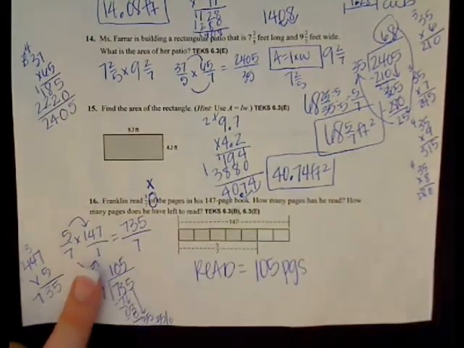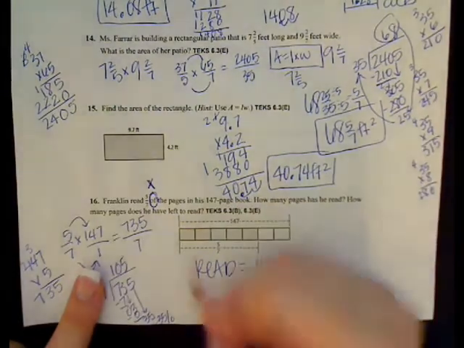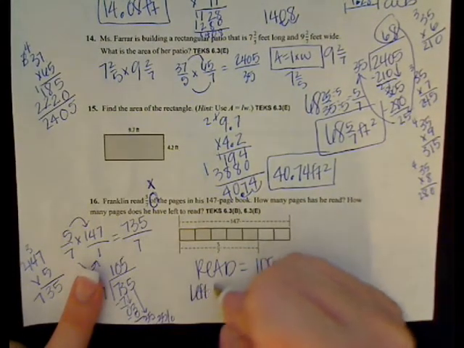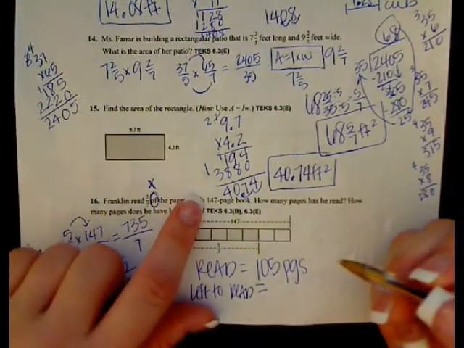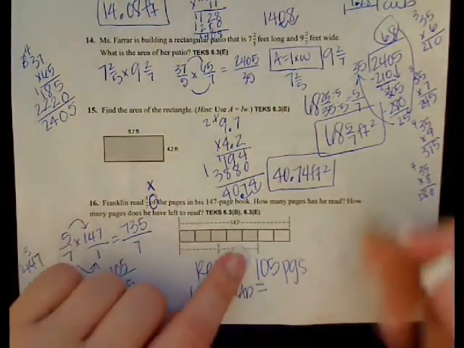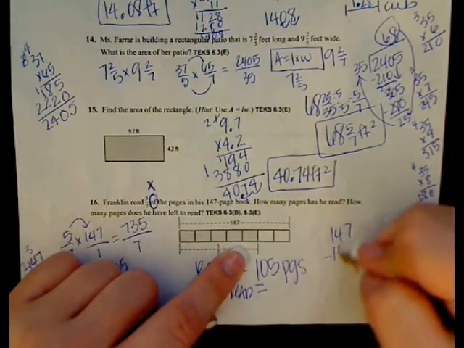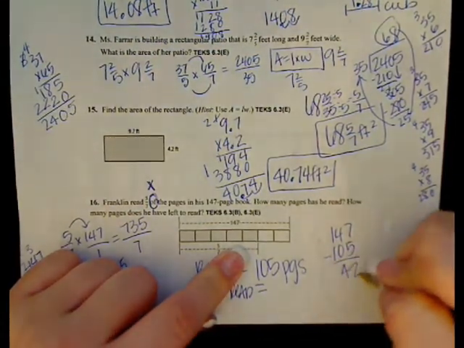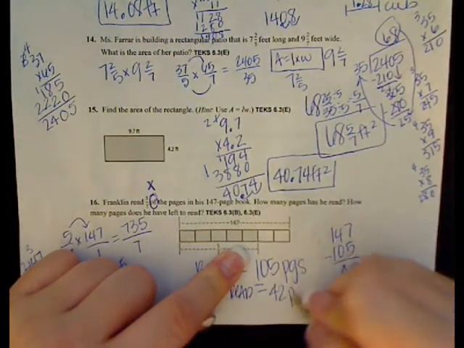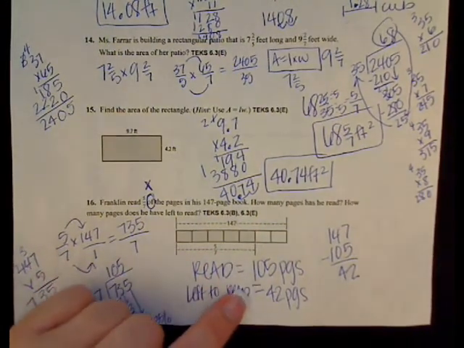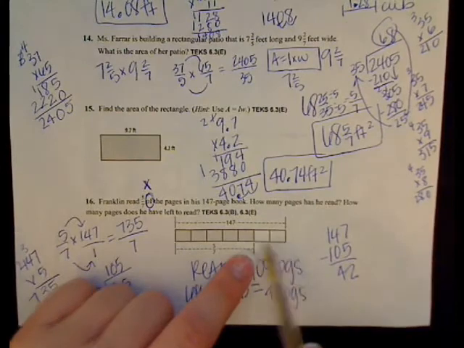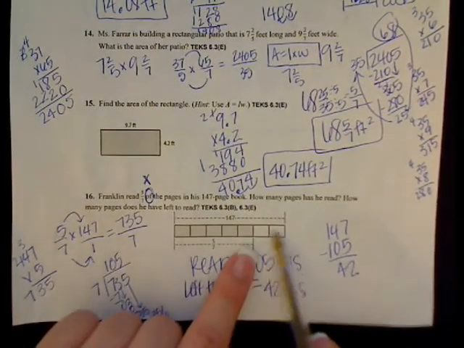But I still need to figure out how many he has left to read. Well, if there's 147 pages in the book and he's already read 105 of them, I can just subtract. 42 pages left to read. So that's one way you can figure out how much he has left to read, or you can say, oh, well, he's read 5/7, so he still needs to read 2/7.